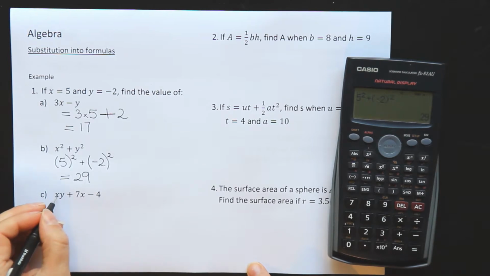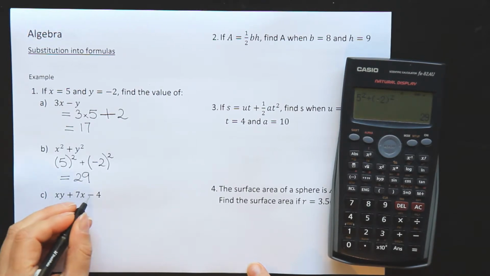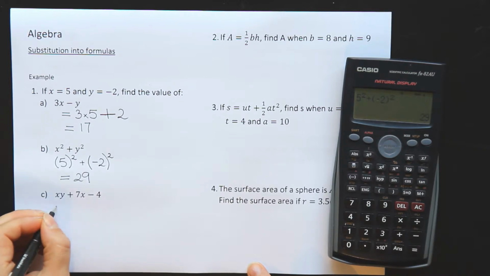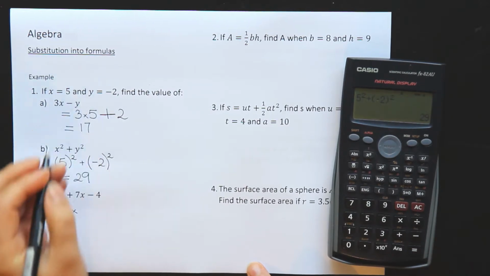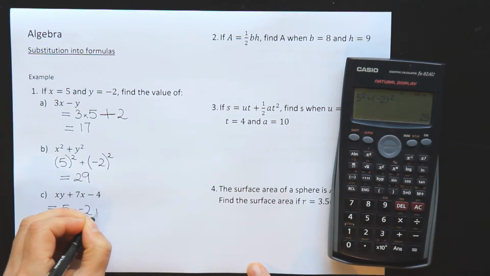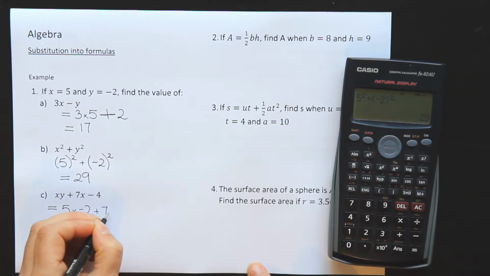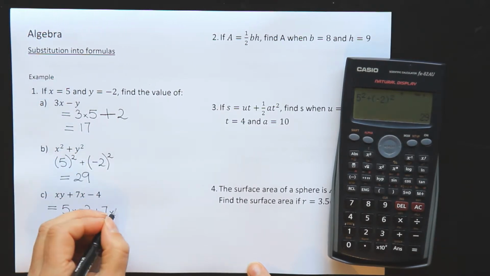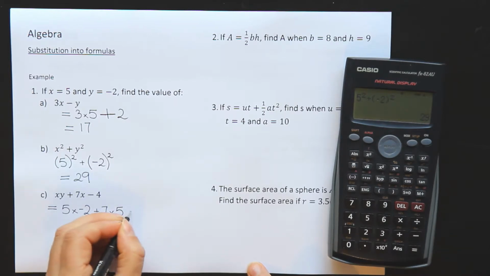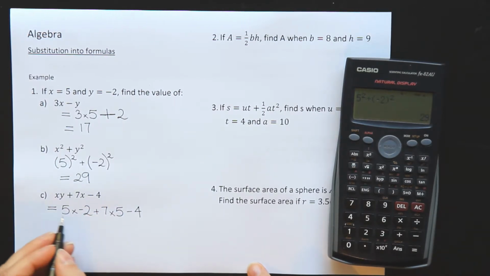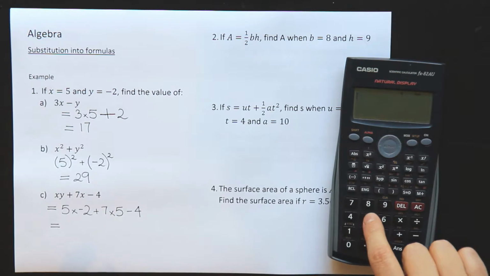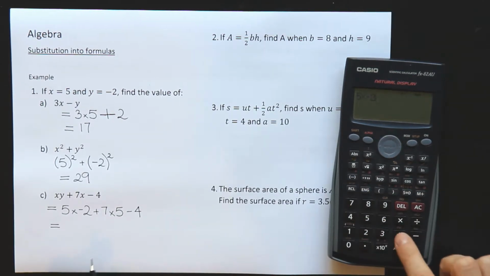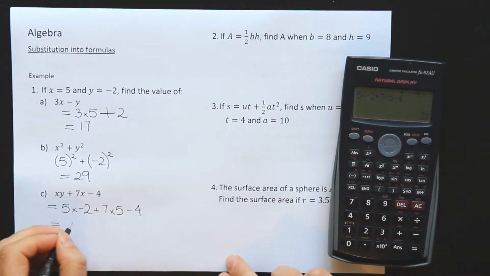Okay, and C, x times xy plus 7x minus 4. xy is x times y. x is 5 times y, which is -2, plus 7x is 7 times x. x is 5, so 7 times 5. And at the end I have a -4. Okay, that's substituted in. So now we need to calculate. On the calculator, 5 times -2 plus 7 times 5 minus 4, 21.